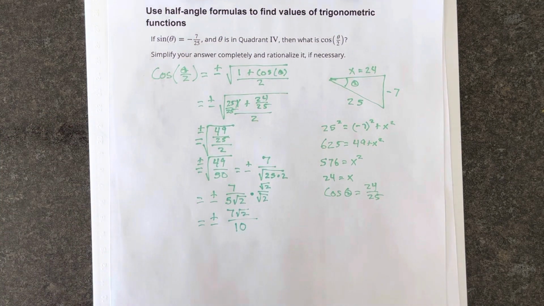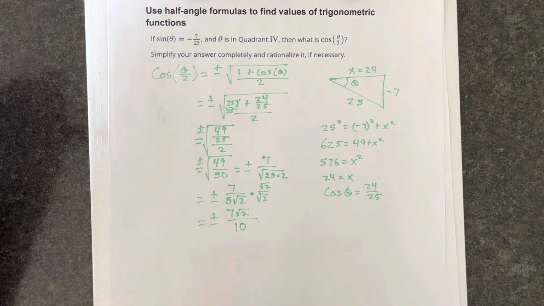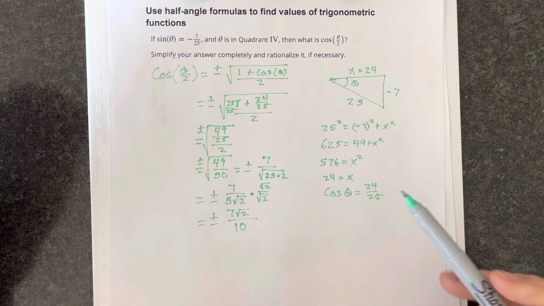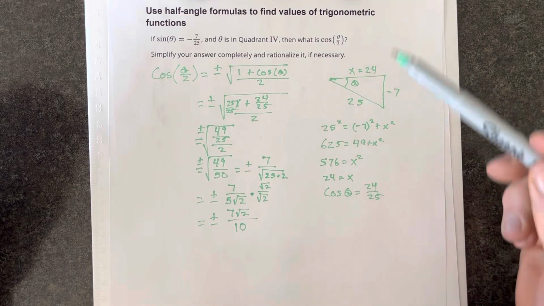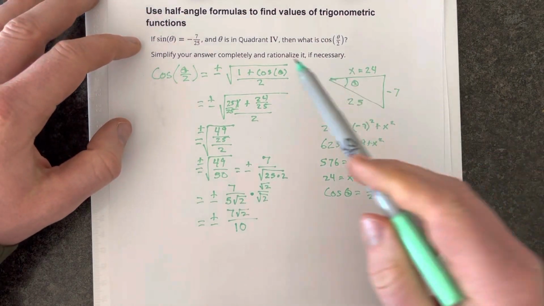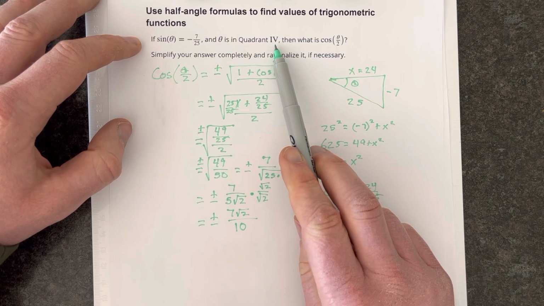Now I have to figure out what quadrant this angle is in. Basically, if I have theta over 2, well, I started with theta being in quadrant 4, right? So if I halve an angle that is in quadrant 4, I'm going to end up in quadrant 2.